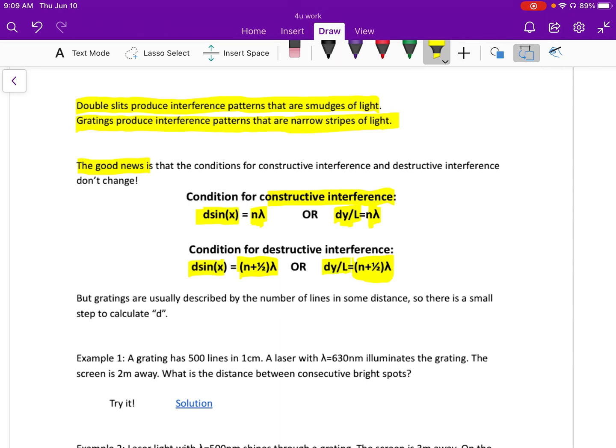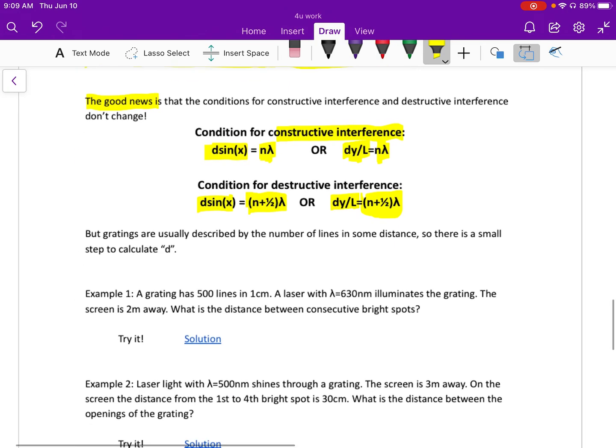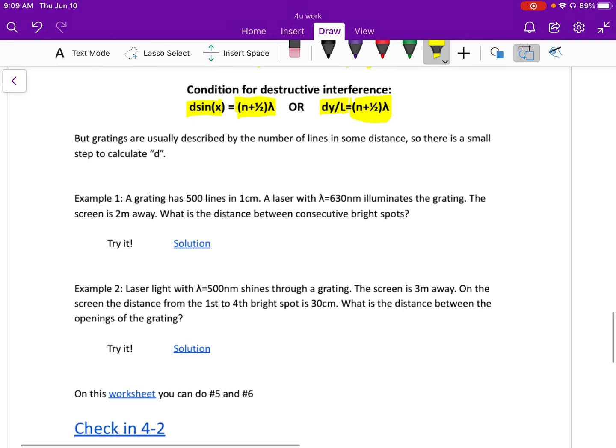So equation-wise, gratings are going to work exactly the same, but usually in a question I'll never describe where the dark spots are. Because those dark spots are wide, it's hard to locate them. So in a grating question, I'll always talk about location of bright spots. One little wrinkle, so I want you to work through these two examples.